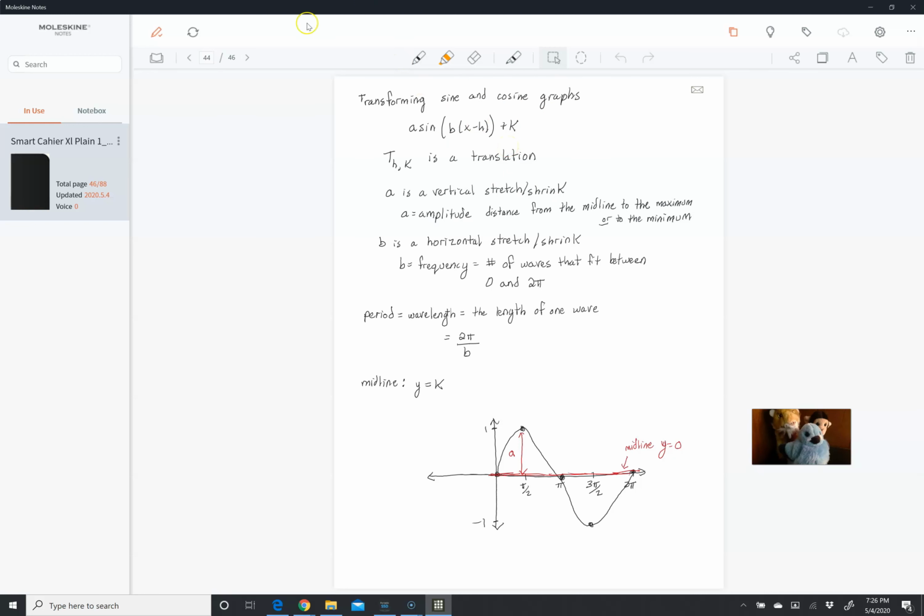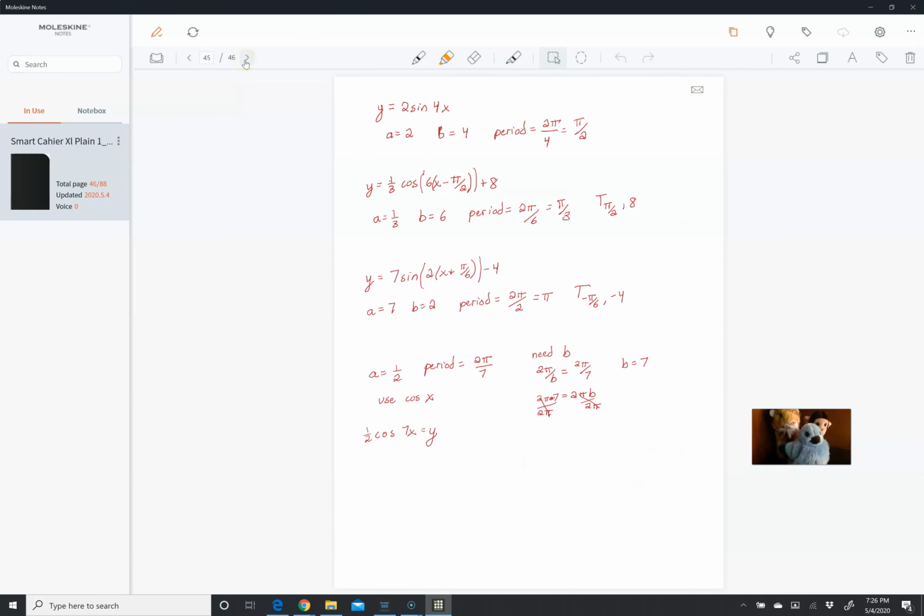Okay, so then we went and did some examples. I was running out of battery on my pen. So what we did is we started looking at equations and identifying things. We said if we have 2 sine of 4x, our amplitude is 2. Okay, it's a vertical stretch, so it makes sense that our amplitude would increase. Our frequency is 4, so now there are 4 waves that fit between 0 and 2 pi. And our period is going to be 2 pi over 4. Okay, our midline didn't change. And the midline is the only other thing that we really take into consideration.